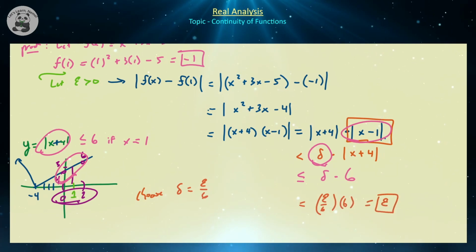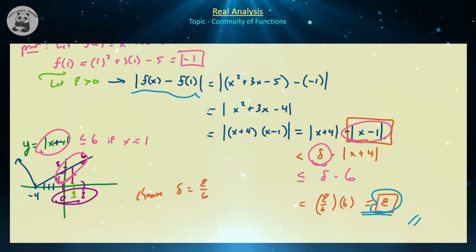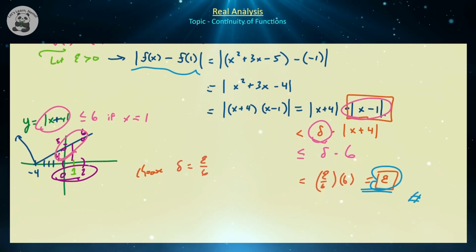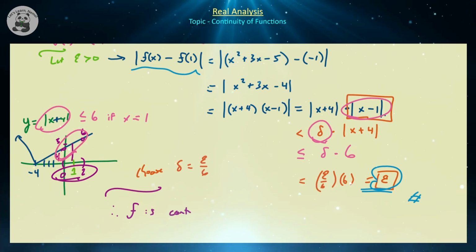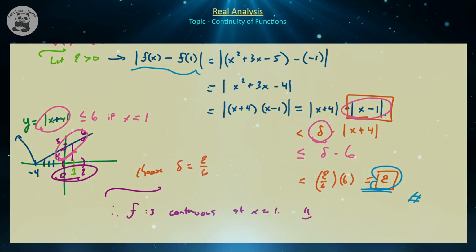And that's going to be equal to epsilon over 6 times 6, and that's obviously going to be equal to epsilon. So as x minus 1 gets arbitrarily small, less than our chosen delta, then the distance between f of x and f of 1 is going to be arbitrarily small with respect to the epsilon that's provided to us. And therefore, formally, we can say that f is continuous at x is equal to 1. So that's how you prove continuity using the limit definition.